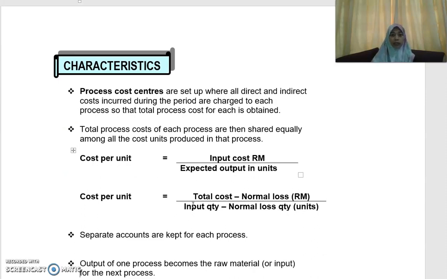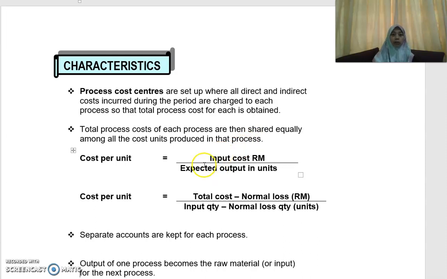In process costing, process cost centers are set up where all the direct and indirect costs incurred during the period are charged to each process, so that the total process cost for each is obtained. Then, to calculate the cost per unit, the total process cost of each process is shared equally among all the cost units produced in that process. Basically, you are finding the average cost per unit.